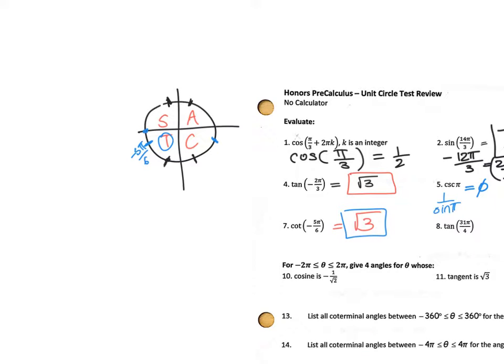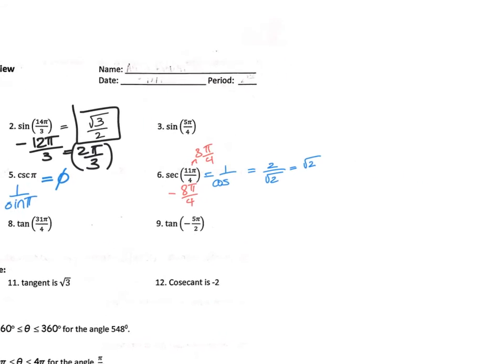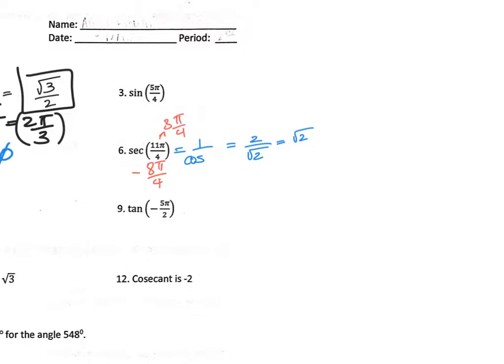So if this is pi over 4, then this 3 pi over 4 is going to be somewhere over here. In this quadrant, only the sine is positive. So the secant, which has the same sign as the cosine, is going to be negative. So that's going to be negative root 2. Now again, you can leave the answer as negative 2 over radical 2. That will be fine. Both of these answers are correct.